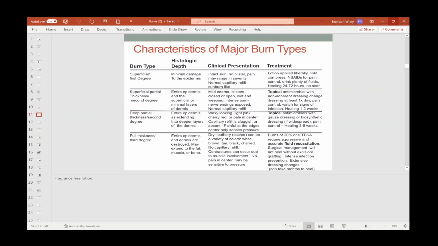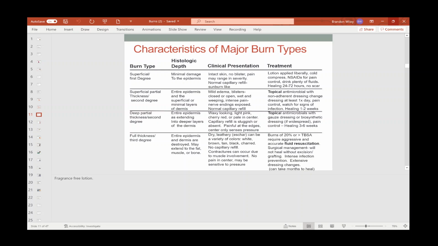Healing takes about 1 to 2 weeks for that second degree superficial partial thickness. The deep partial thickness, we're going through the dermis, okay? We've gone from the epidermis and now we're through the dermis. This is the entire dermis, deep layer.